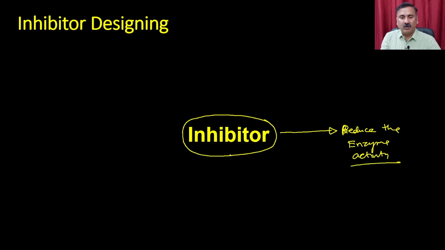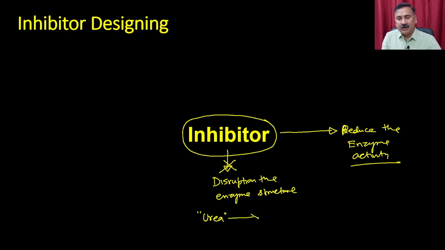Now, that reduction in the enzyme activity should not be because the inhibitor is disrupting the enzyme structure. So this is undesirable. You cannot have an inhibitor which disrupts the enzyme structure. For example, if you take urea, if I add urea to an enzyme, irrespective of whether the urea is an inhibitor for the enzyme or not, it is going to destroy the enzyme activity because the enzyme is no longer able to maintain the 3D structure.